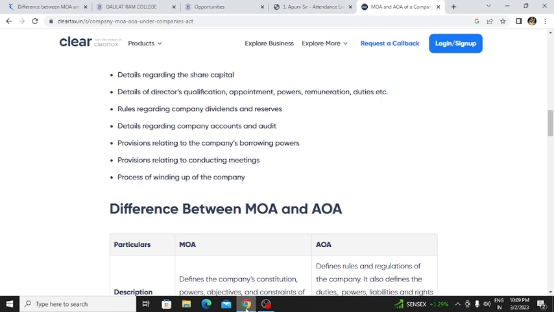So the process of winding up of the company. All these contents are discussed here. First of all, share capital, director का appointment, power, remuneration, etc. Rules regarding the dividend, audits, and provisions relating to company borrowing powers, meetings, which kinds of meetings are held, and the process of winding up, basically by the tribunal or voluntarily. So all these things are discussed here.